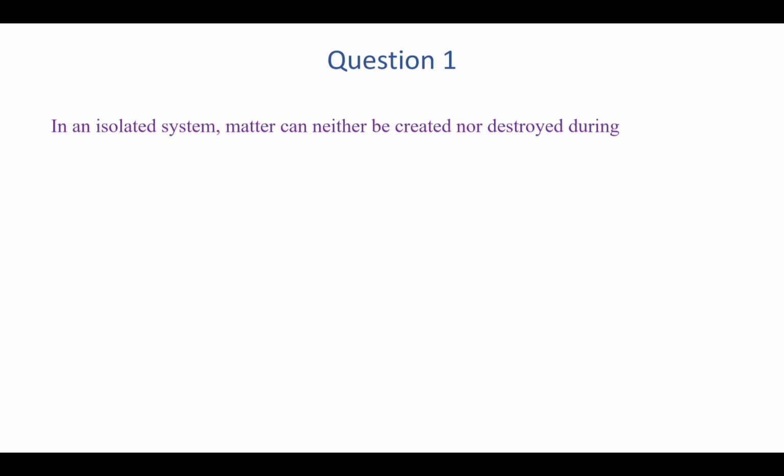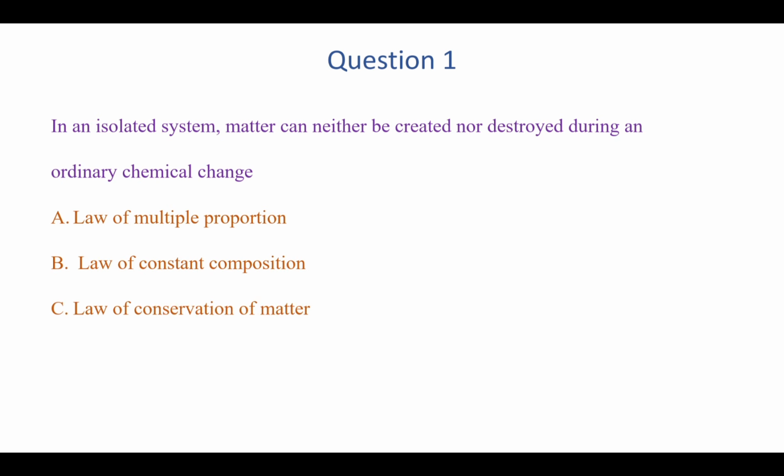In an isolated system, matter can neither be created nor destroyed during an ordinary chemical change. A. Law of multiple proportion. B. Law of constant composition. C. Law of conservation of matter. D. Avogadro's law. Your time starts now.